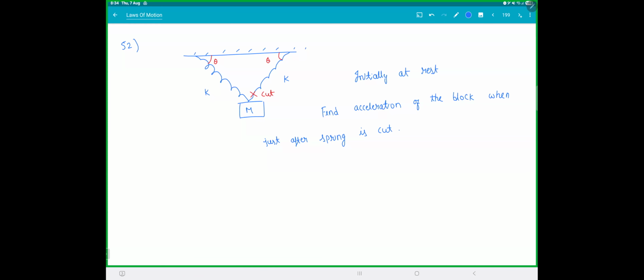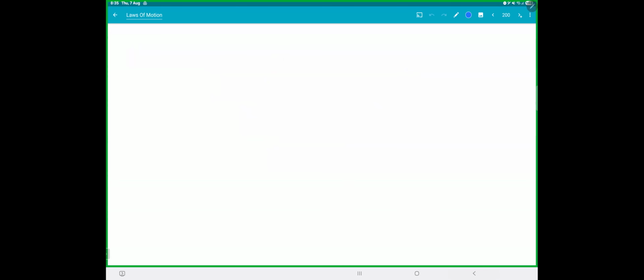You know how springs behave. So when you cut one of the springs, the other spring doesn't care. It will still exert the same force which it was exerting before the cutting. So first find the tensions in the springs. This will be the spring force Kx. This will be theta. Kx cos theta, Kx sin theta.